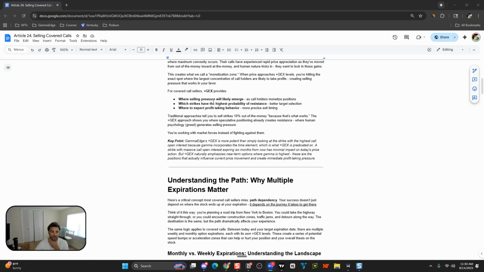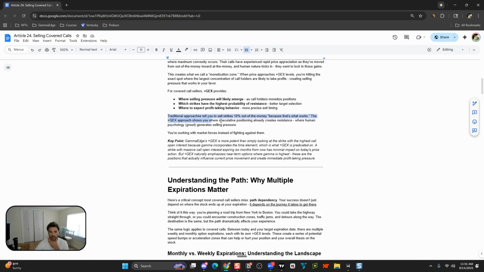Right, and specific to covered call sellers, the reason we went into that for plus GEX is that it provides you with an understanding of where selling pressure is likely to emerge. Because now, rather than just picking some arbitrary random strike that may or may not have any significance to the actual movement of price, we are looking at the actual positioning of speculators by looking under the hood through the options markets to understand where they're piled in and where profits could be taken.